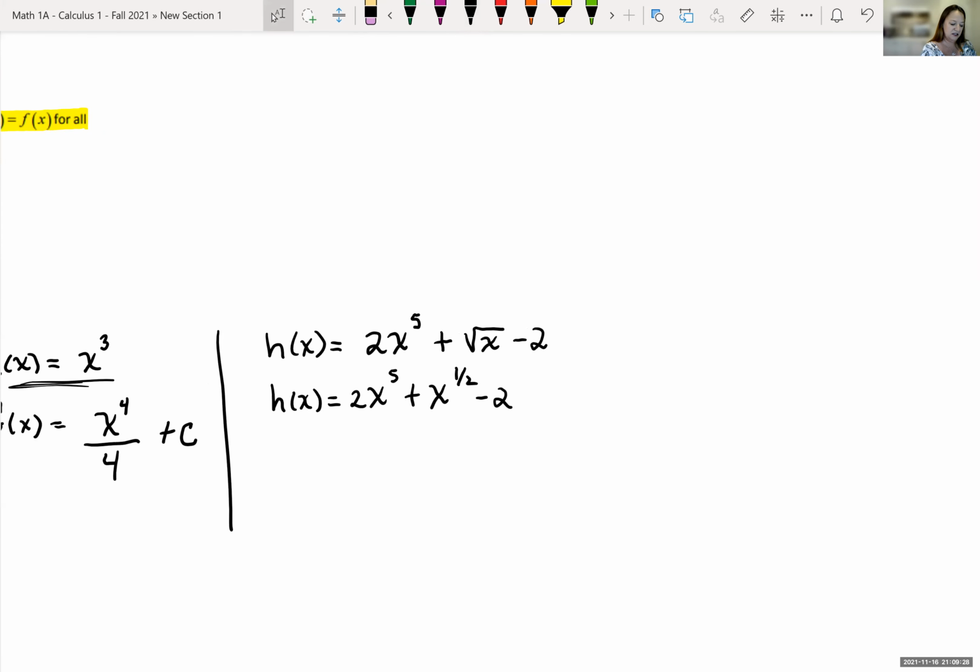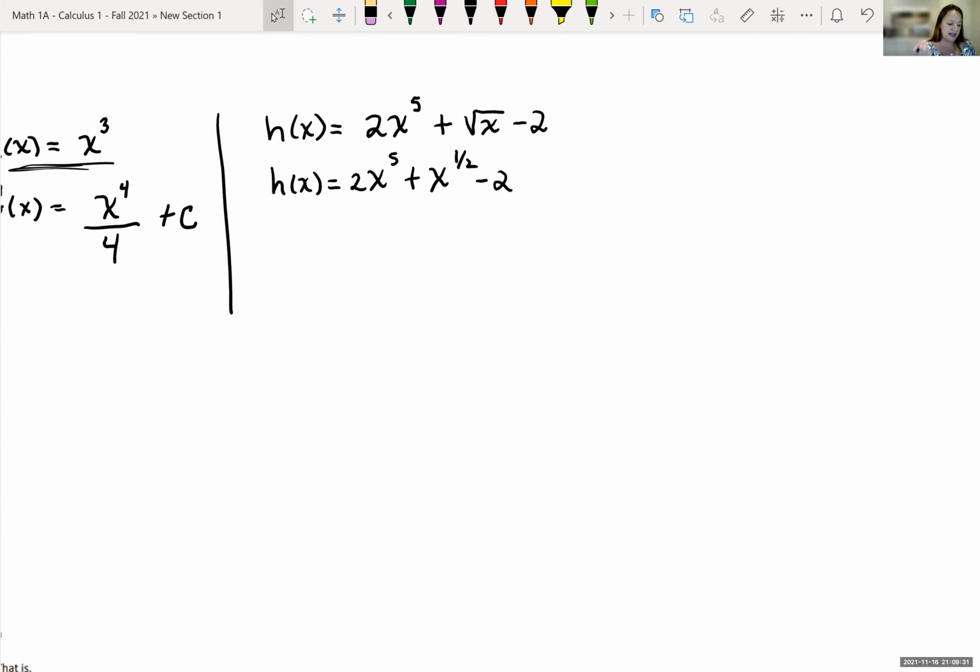Okay, so thinking to yourself, what could we take the derivative of and get back 2x to the 5th? Well, we know when we take the derivative, we're going to have one less in our exponent. And so for the 5th power, to get back a 5th power, we know that we're going to need a 6th power. So we're going to have an x to the 6 here.